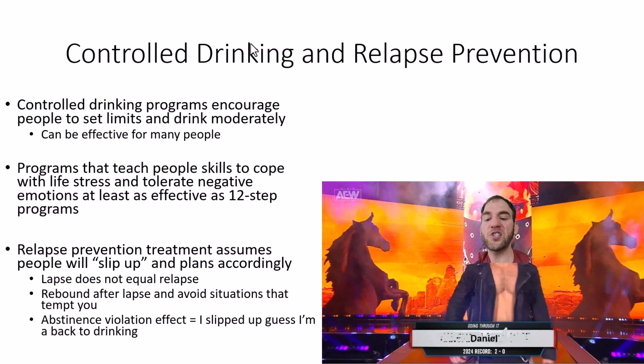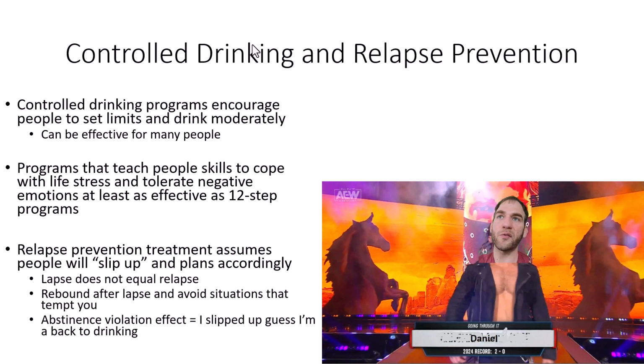Relapse prevention treatment assumes people will, quote, slip up, and plans accordingly. A lapse does not equal total relapse. Rebound after a relapse and avoid situations that tempt you. Abstinence violation effect equals: I slipped up, guess I'm back to drinking. So the big distinction here is the idea that you can engage in light to moderate drinking, you can set limits. It's not that, okay, I drink one time, I'm back. I'm for sure going to be getting blackout drunk every single time.